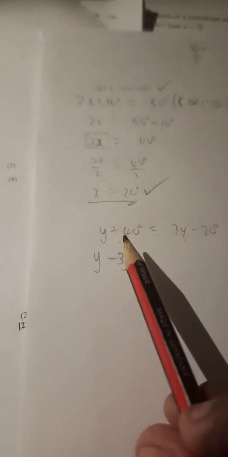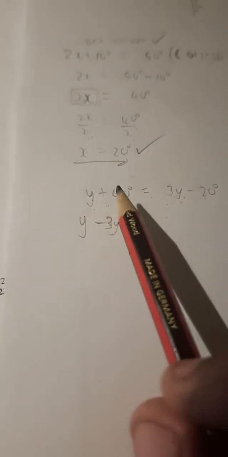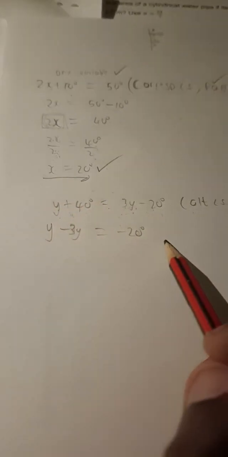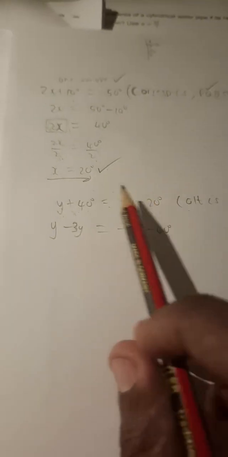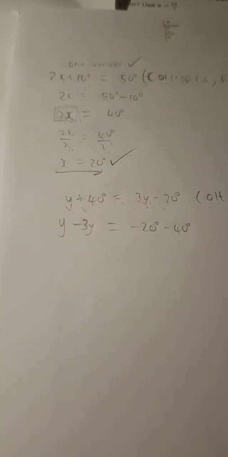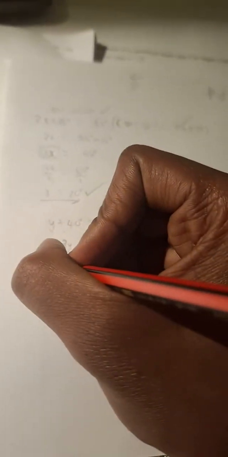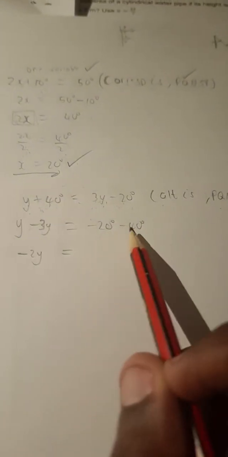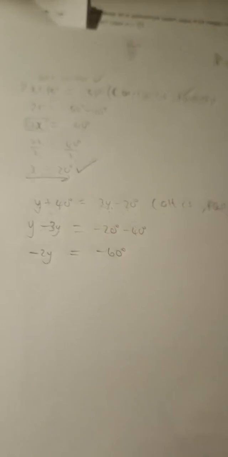He joins y. Plus 40 must leave and join negative 20 on the right side. Positive 40 is positive, but when he crosses over, he changes his sign. Negative 20 was already negative, but positive 40, when he crosses over, becomes negative 40. Everybody who crosses over changes his sign. Yes, we change sign when transposing terms. Now y minus 3y gives us negative 2y equals negative 20 minus 40, which gives us negative 60 degrees.